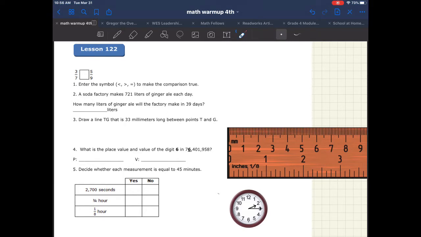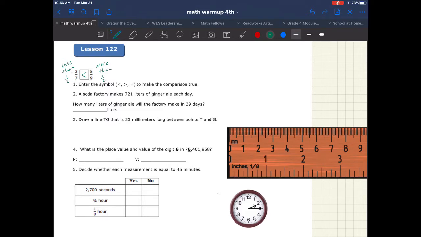So number 1 says enter the symbol less than, greater than, or equal to make the comparison true. And we are looking at these two fractions, 3/7 and 5/9. One way to think about this is to realize that 3 is less than half of 7, so this one is less than a half. And 5 is more than half of 9, so this is more than a half. So we think it's this.